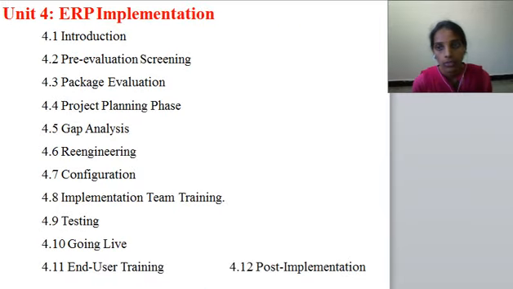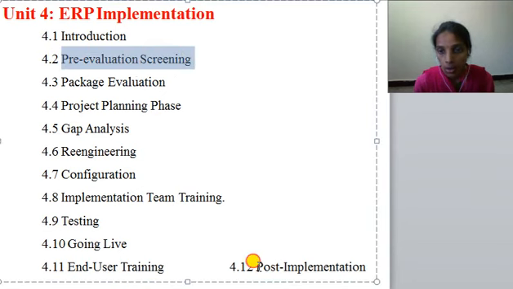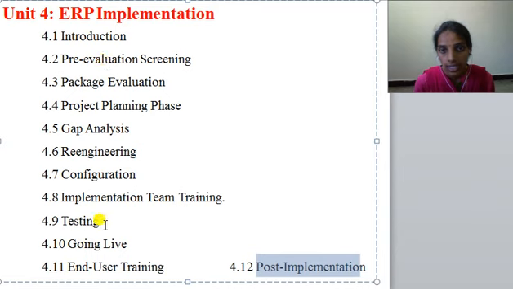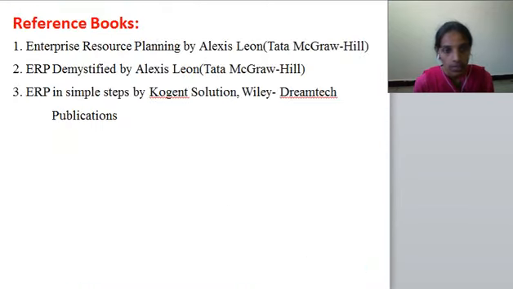Next is unit number 4, that is ERP implementation. It is also known as the life cycle of an ERP or phases of ERP implementation. In this life cycle of an ERP there are a total of 11 steps, from pre-evaluation screening up to post implementation. These 11 stages are important, and all these 11 stages are also known as the life cycle of an ERP. It means how we can implement this ERP software in our system, and we have to follow all these 11 steps. So these are the 4 units, and the last one is reference books.